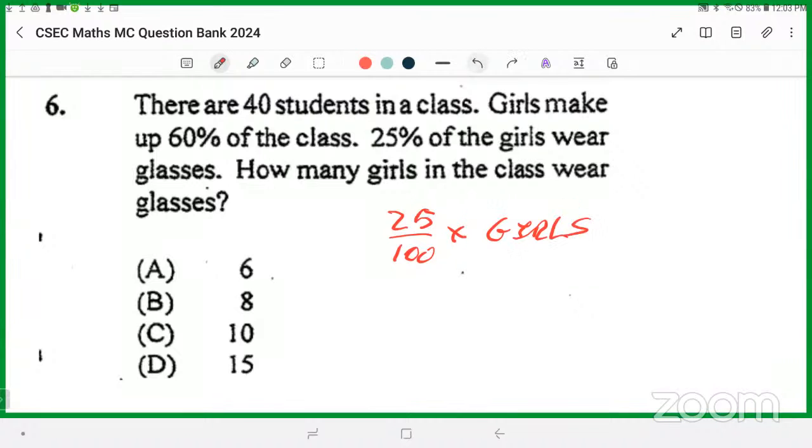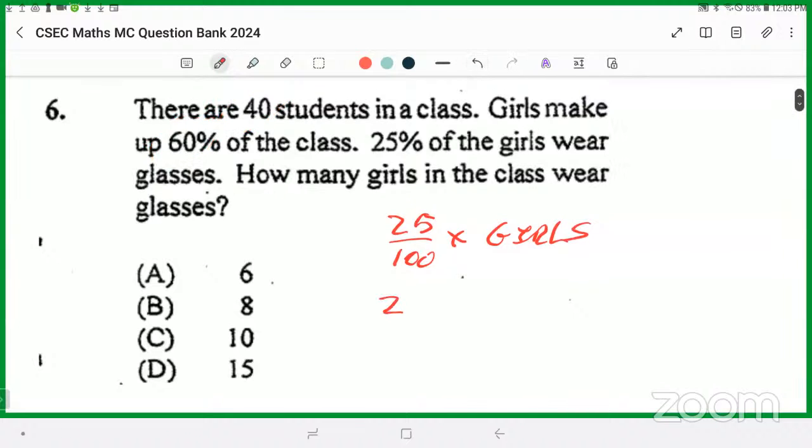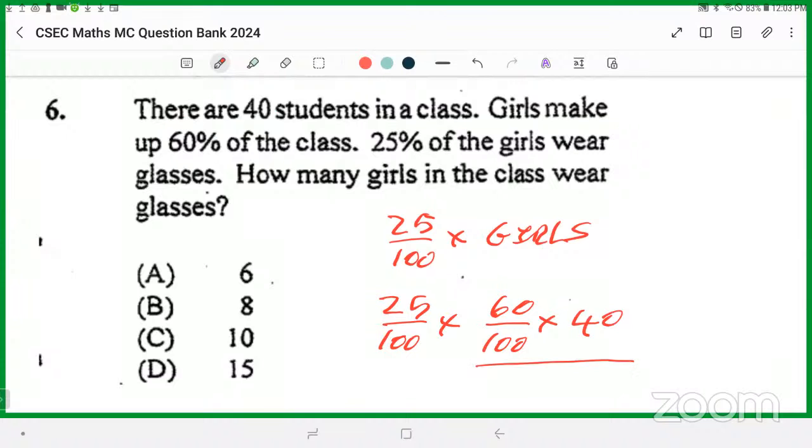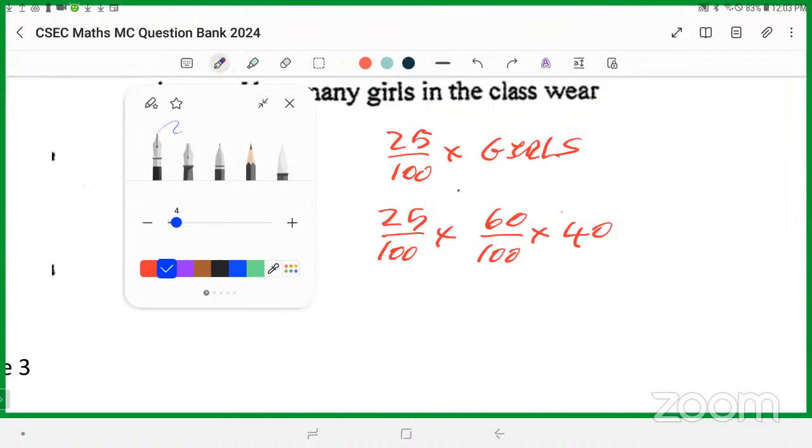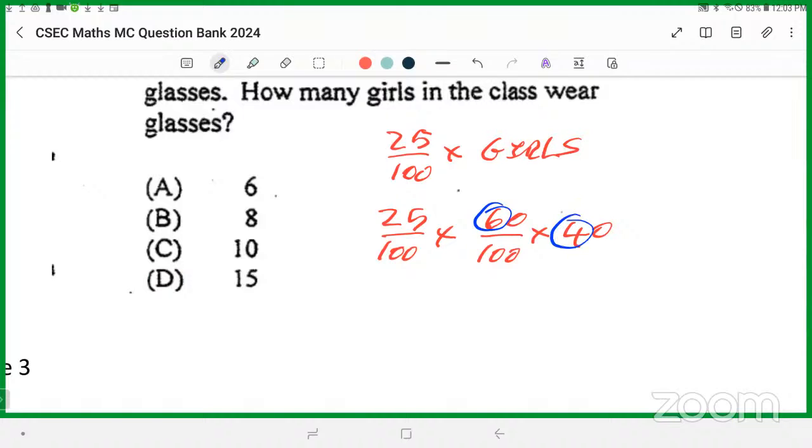What is the girls? The girls represent 60% of 40. So it's 25% of 60% of 40. That is the girls, 60% of 40. So that's what you're working out. So just cancel that down and you get it. Step by step, this is going to give me 24.